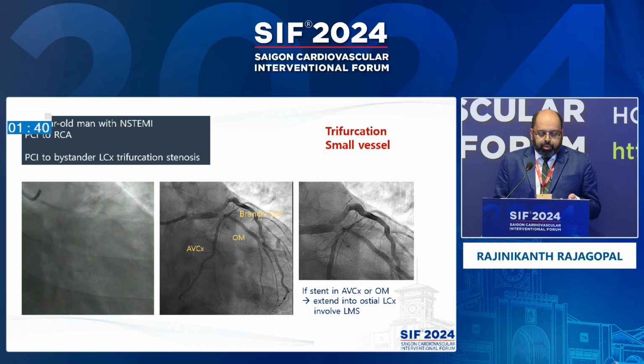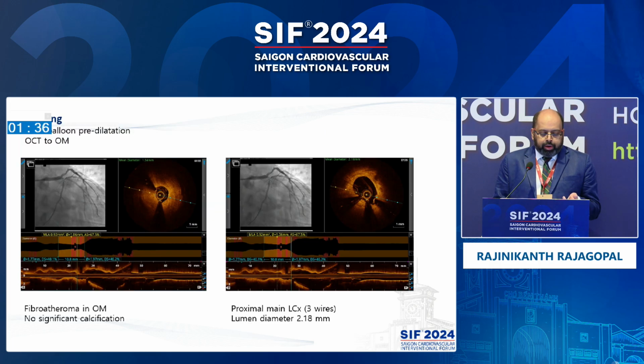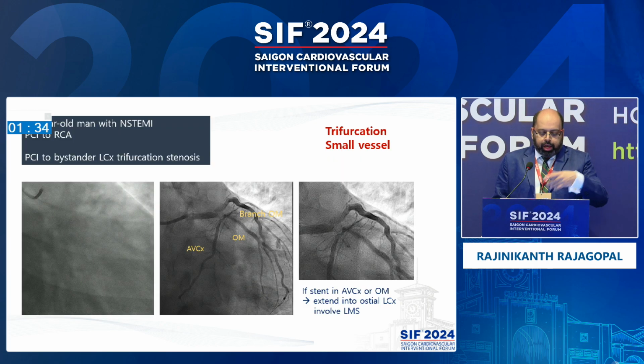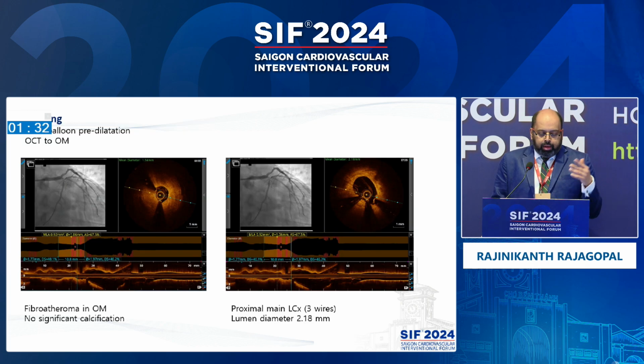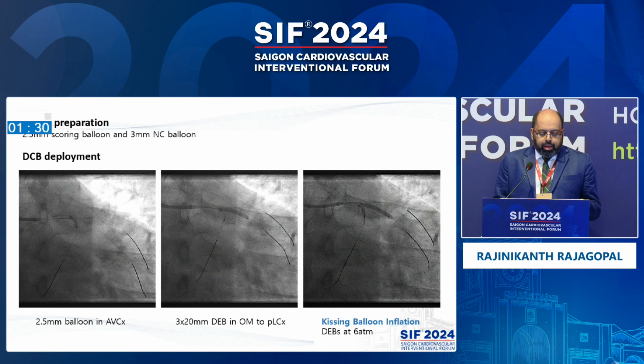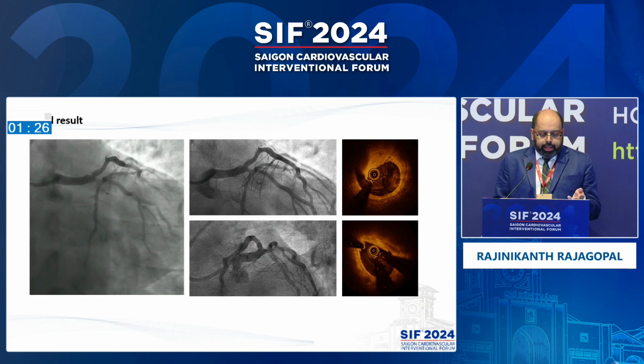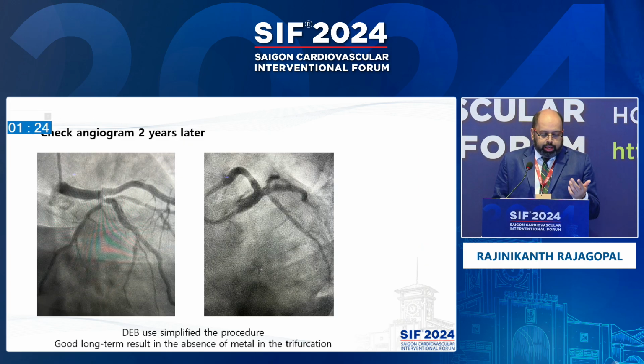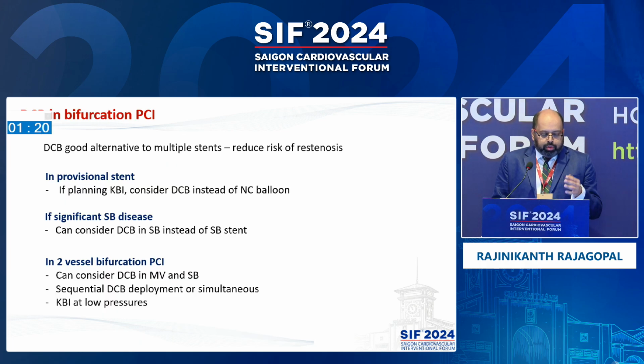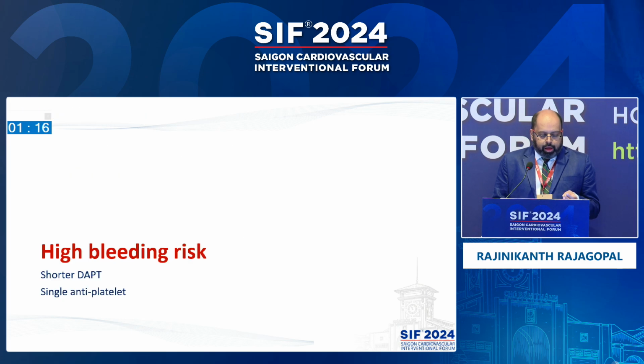And this can be applied in trifurcations as well. This is an ostial circumflex trifurcation where stenting would have made things really complicated. Had to come back to the left main and so on. Using a similar principle like the last case, we did imaging-guided preparation and 2 DCBs, and we got a good final result, and 2 years later, the result was still good, avoiding metal completely. So these are the various indications where DCB could help in bifurcations.